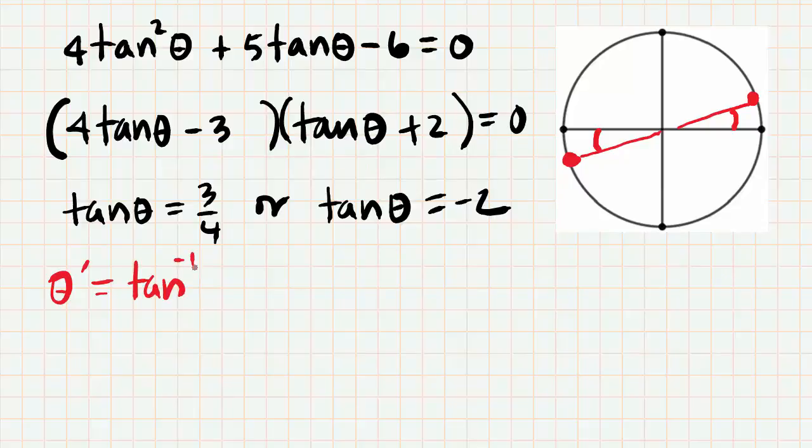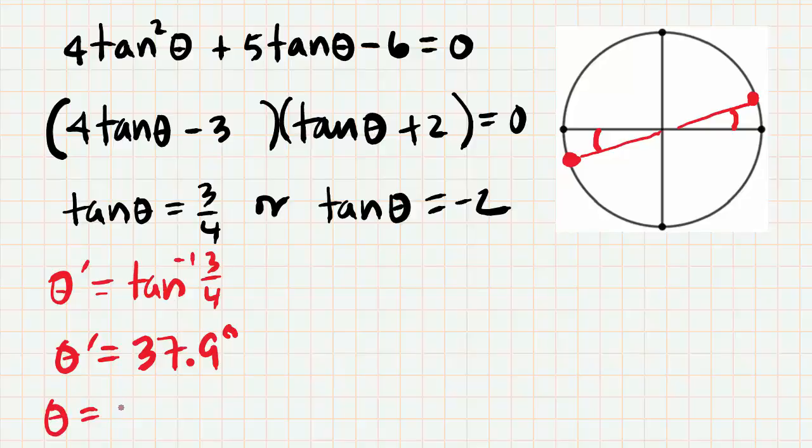We take inverse tangent of 3/4. We type this into our calculator. Let's go ahead and just round to 1 decimal place, and let's use degrees. Degrees are much easier to work with when we're dealing with non-special angles. So we get 37.9 degrees for theta prime. So this tells us that our group of thetas are 37.9 degrees plus 180k. And that will take care of the quadrant 1 solutions and the quadrant 3 solutions at the same time, because we're jumping by 180 instead of 360.